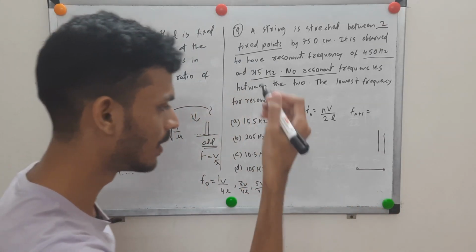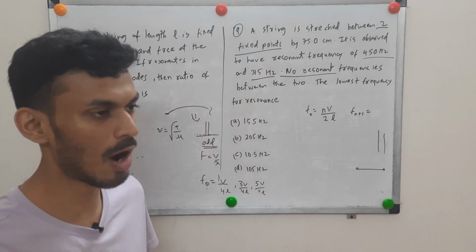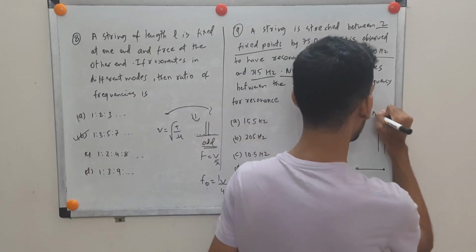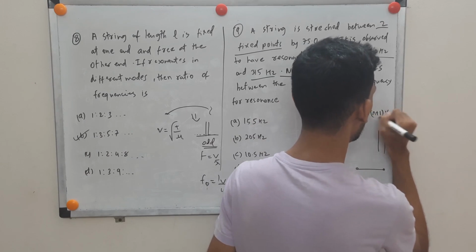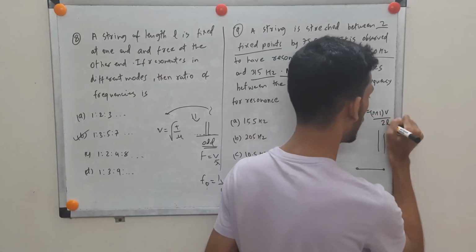For an open pipe, which means the string is fixed at both the ends, all the harmonics are present: 1, 2, 3, 4. So the next one will be n plus 1. If this case was about a string that was fixed at one end, then the case would have been different.